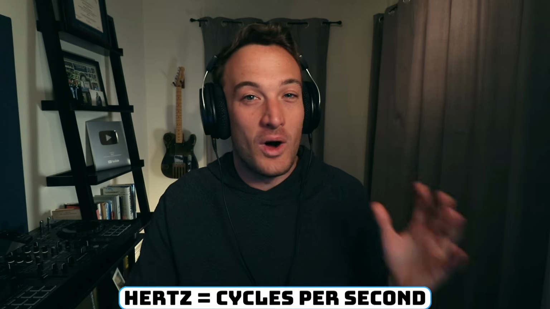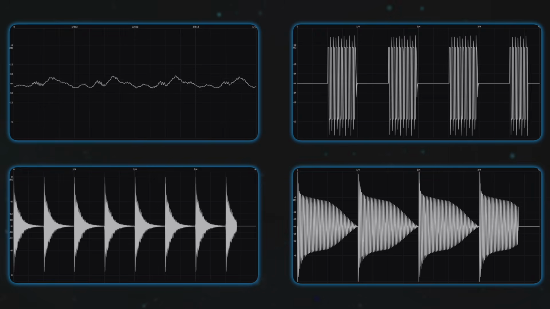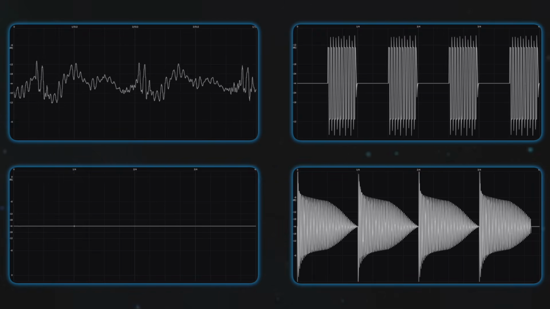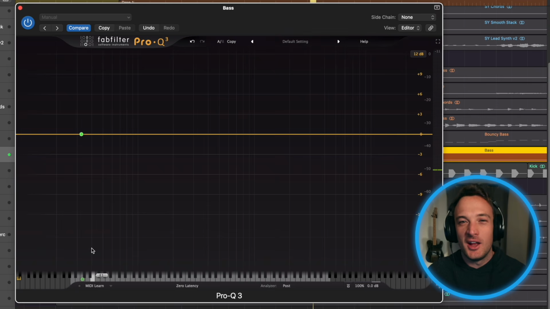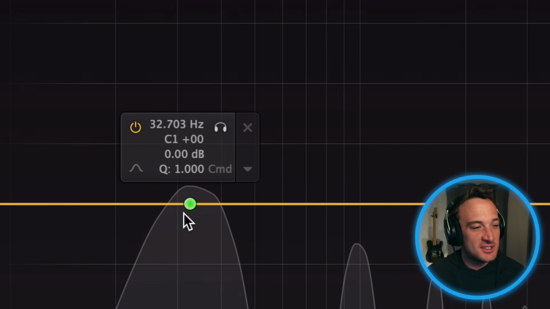That's another thing that's wild to think about. When you listen to music, you're listening to millions of different sound waves that are repeating at different speeds and have different volumes and shapes. And all those factors combine to make music. Anyway, this bass is playing that low C, which means it's cycling around 32 times per second.